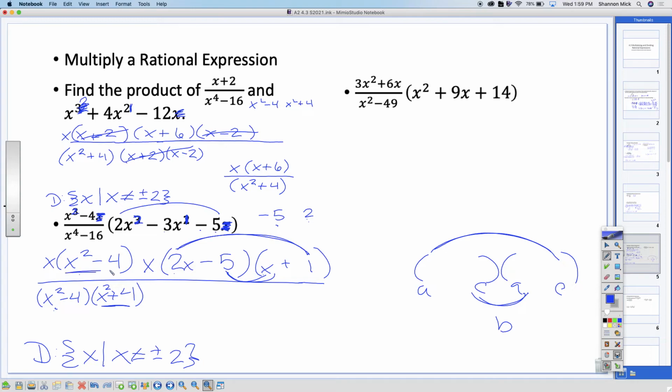Guys, if you would have factored that completely out and factored that completely out, you would have been fine, right? They're still going to reduce. Okay, anything else going to reduce? No. So I have x squared times 2x minus 5, x plus 1 over x squared plus 4.